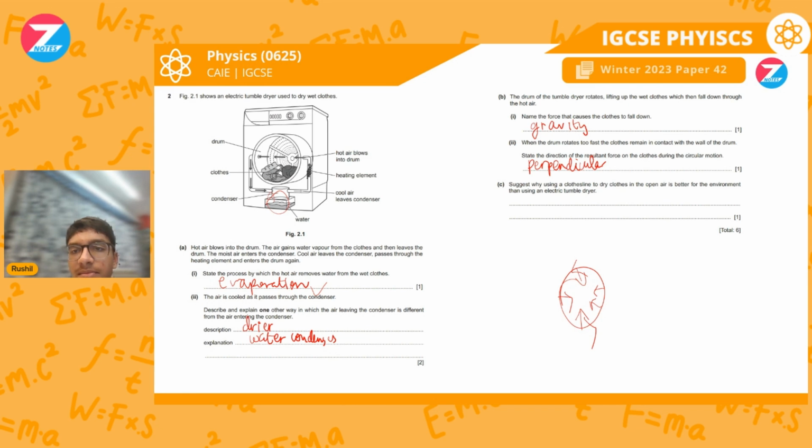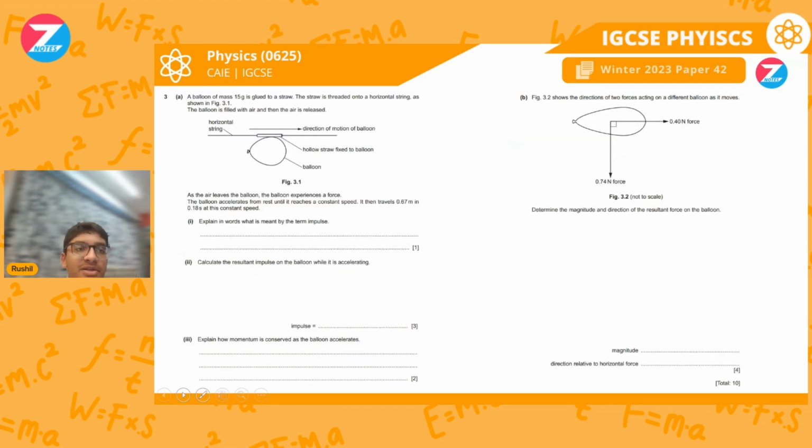Part C says, suggest why using a clothesline to dry clothes in the open air is better for the environment than using an electric tumble dryer. So this is basically using the fact that a clothesline would use either wind energy or solar energy, which are both renewable sources of energy, compared to perhaps the fossil fuels that would be used to produce the electricity being used by the tumble dryer.